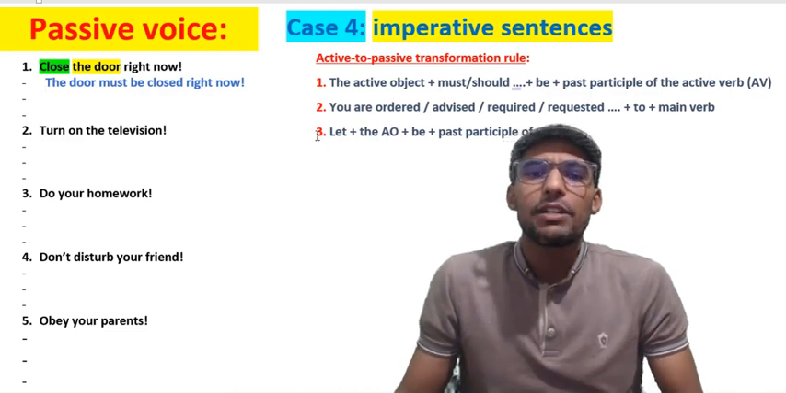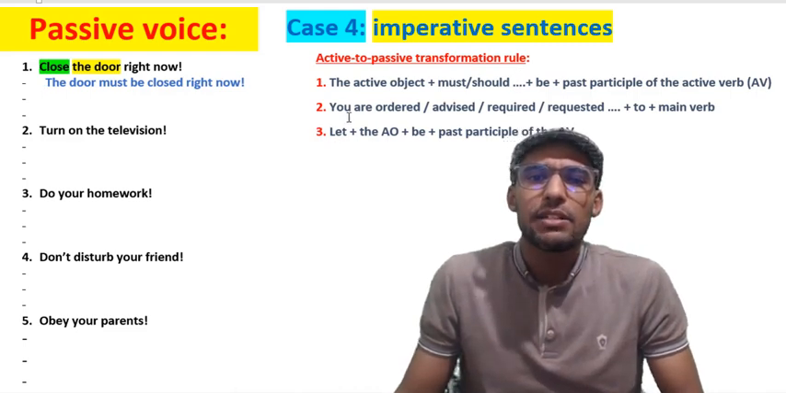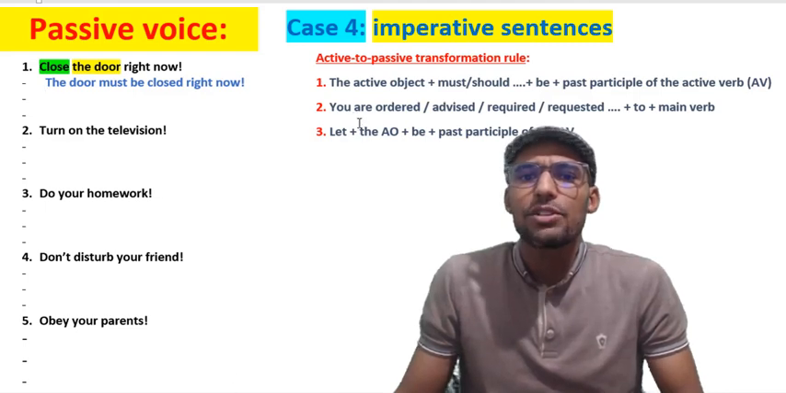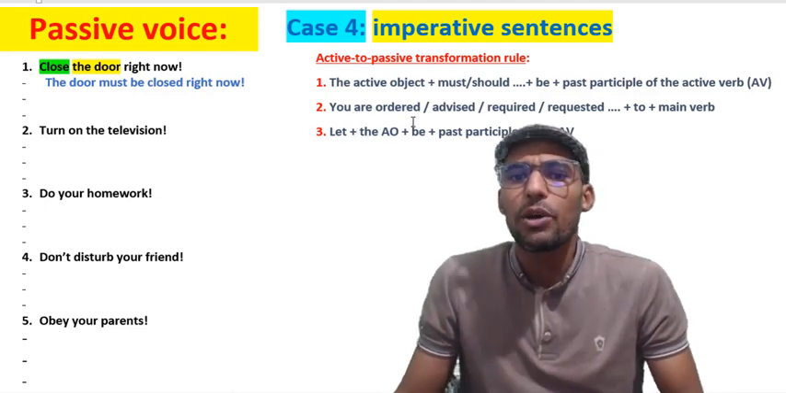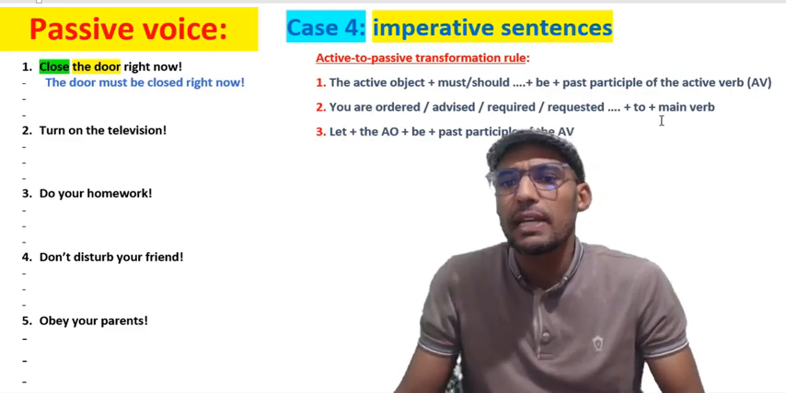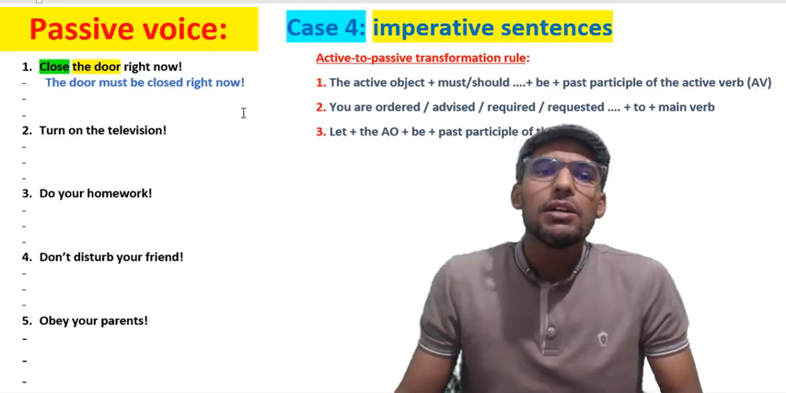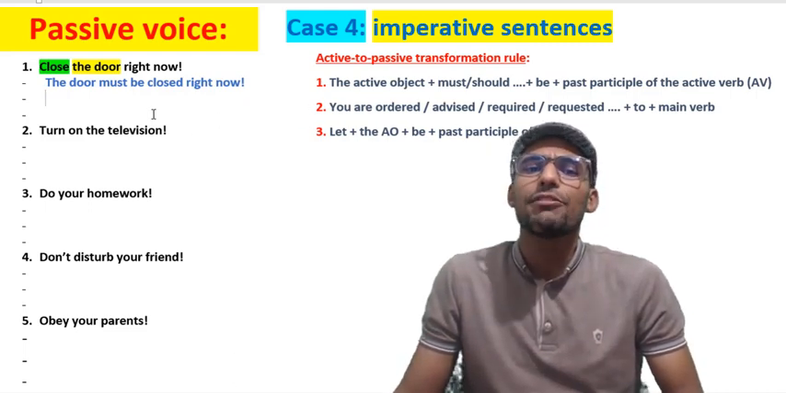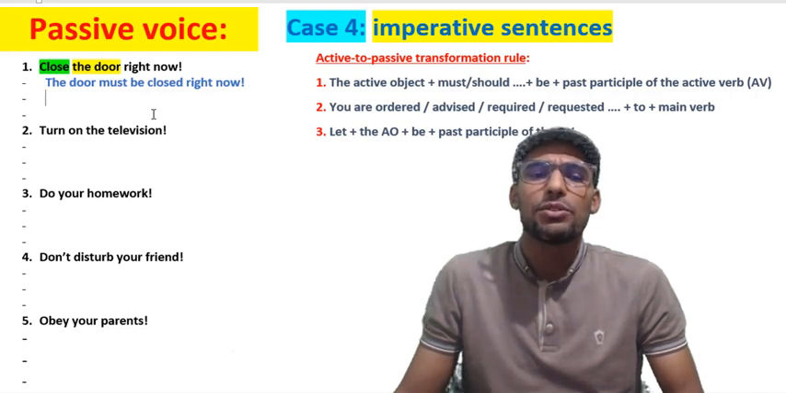If we'd like right now to make use of the second rule, or the second suggestion here, guys, using an expression like you are ordered, or you are advised, you are required, you are requested, and so on, plus the main verb. So we have here, close the door right now. What kind of function or meaning does the statement express?